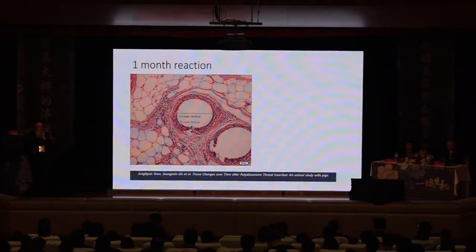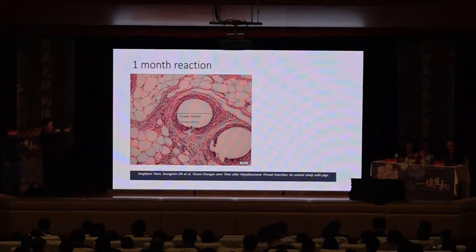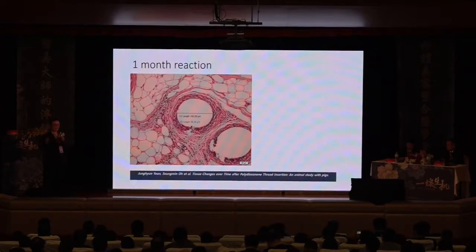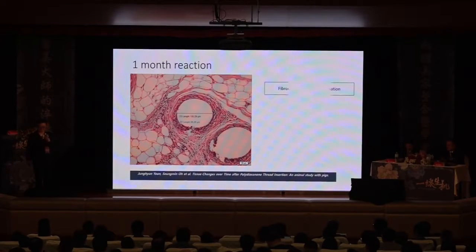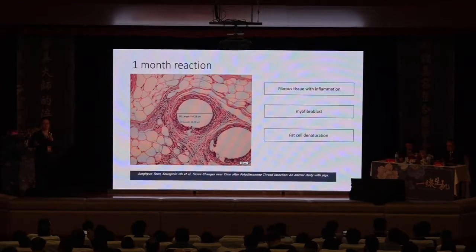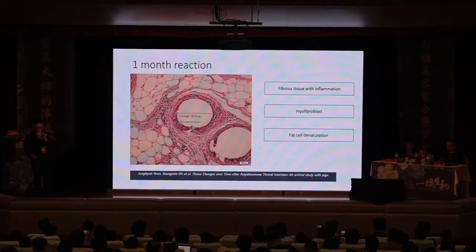This is the 1 month picture. The black circles all are inflammatory cells. Even inflammatory cell volume is larger than the fibrous tissue. Inflammatory is main, fibrous is lesser. And you can see the fat cell denaturation, contracted fat cell. And we can see the myofibroblast, but it requires some specific staining. So we can see the myofibroblast in this slide.